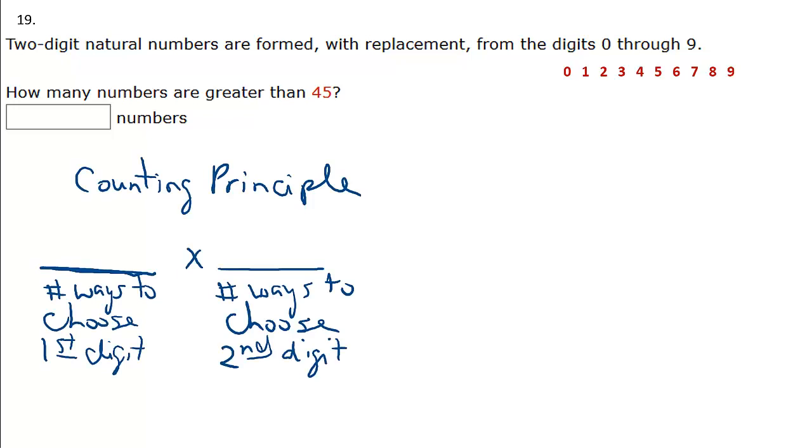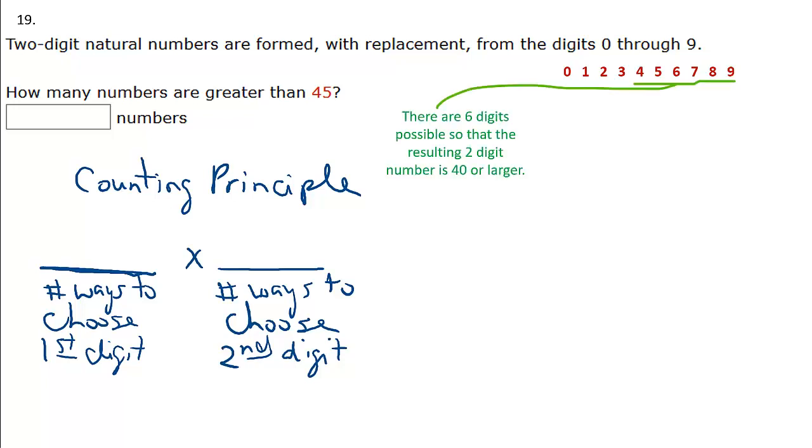And since you're choosing 2 digits, you know the counting principle will kick in and you'll find the number of ways to choose the first digit and the number of ways to choose the second digit and multiply them together. But the tricky part is starting at 45 is problematic. There are 6 digits possible if you're going to start somewhere in the 40s. You don't want to choose the first digit to be a 0 or a 1 or a 2 or a 3, because even with a 3, the biggest you could get is 39. You want something to be 45.